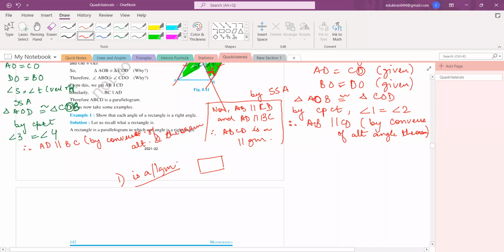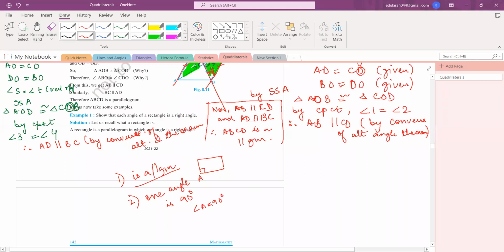That means the opposite sides are parallel. Second thing is that at least one angle is 90 degrees. If we can show that only one angle is 90 degrees, the rest of them will come out to be 90 degrees. So we have to show that only one angle is 90 degrees, either this angle or any angle. Let angle A be 90 degrees. If we can show this much, then it is a rectangle. So this is how we define a rectangle.